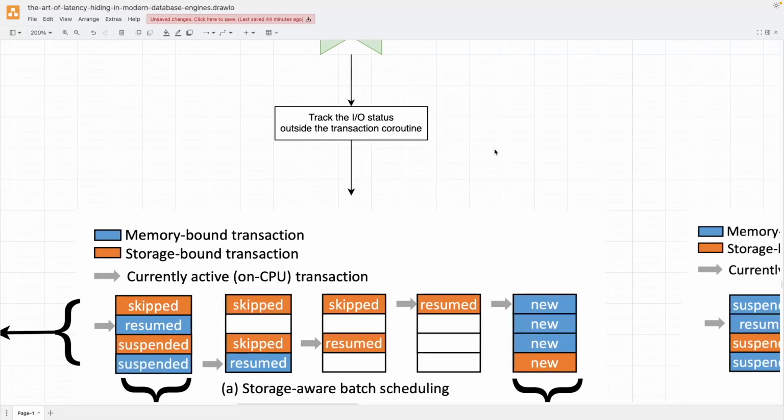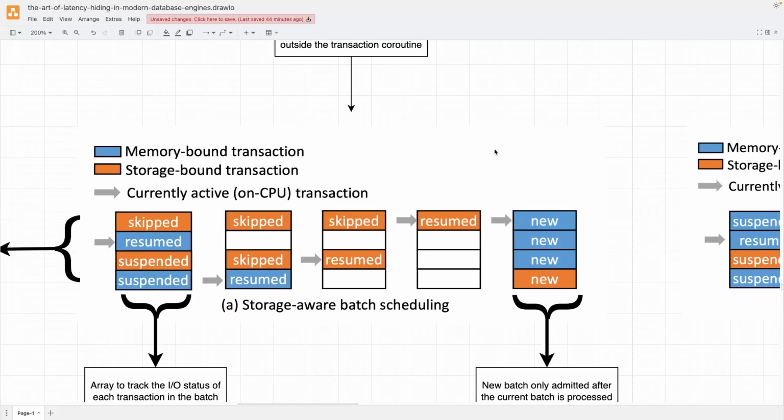So is the transaction waiting for IO? Is the transaction finished getting the IO that it needs? So it's in the ready state. Or is the transaction already running? That means the transaction is already resumed. So we are keeping a data structure separately to track these things. And we check this data structure first before resuming a transaction. So that is the beauty of this design, and that's exactly what the authors have done here as well in this example.